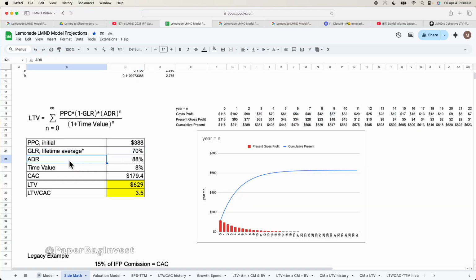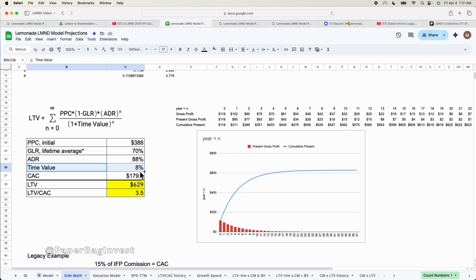And then we have ADR, annual dollar retention. So this is a function of how much premium is being retained for a cohort of customers. It takes into account the customers that churn away and cancel their policies, and also the customers that upsell and cross-sell their existing policies. So it shows you after a year, if it's 88%, you've lost 12% of your total premium. And then time value, we'll get to that in a minute, but a discount on these future cash flows back to today.